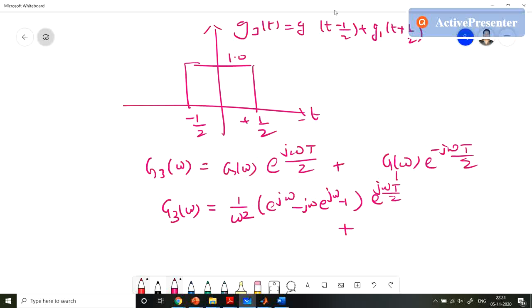So G1 omega is equal to what we have derived: 1 divided by omega square e raised to the power minus j omega plus j omega e raised to the power minus j omega minus 1, times e raised to the power minus j omega t by 2. So this is G3 omega.